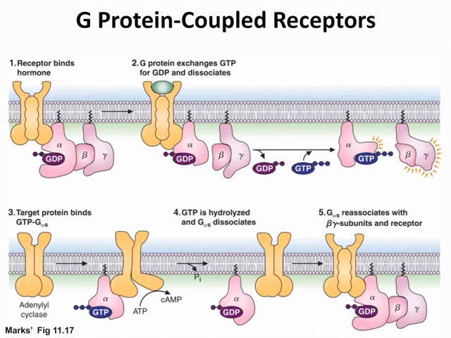So in step 4, when GTP is hydrolyzed, it's going to become GDP again, and that's going to cause the alpha subunit to dissociate and go back to its original G protein that's bound to the receptor. So that's what happens in step 5.